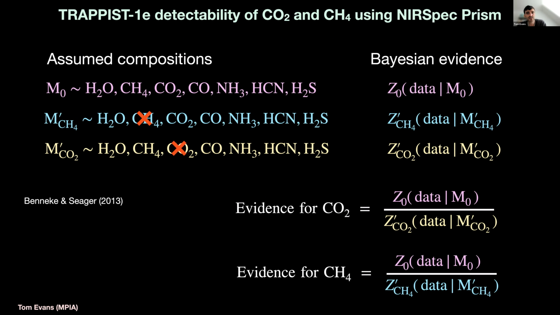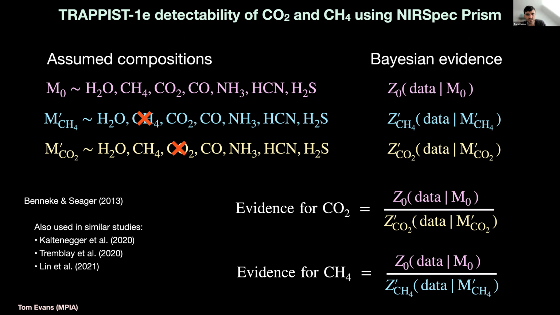And then this analysis was repeated for models with carbon dioxide and methane removed one at a time. By comparing the Bayesian evidence for the full model to each of these models with one gas removed, we can then quantify how confident we are that we need that particular gas to explain the data. This is fairly straightforward Bayesian model comparison.